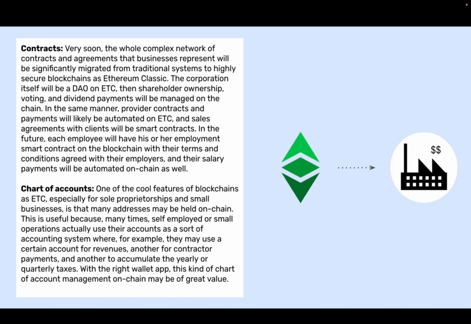Chart of accounts. One of the cool features of blockchains such as ETC, especially for sole proprietorships and small businesses, is that many addresses may be held on-chain. This is useful because many times self-employed or small operations actually use their accounts as a sort of accounting system where, for example, they may use a certain account for revenues, another for contractor payments, and another to accumulate the yearly or quarterly taxes. With the right wallet app, this kind of chart of account management on-chain may be of great value.